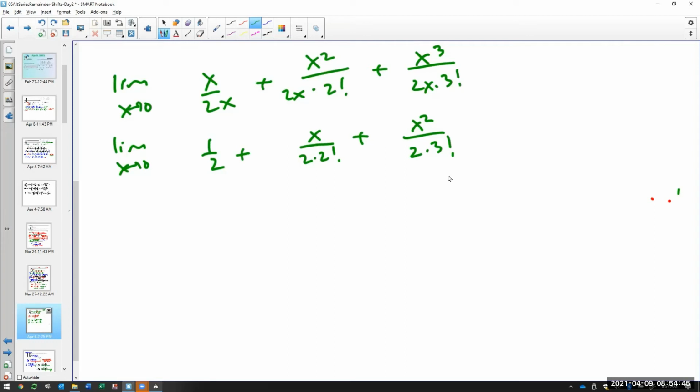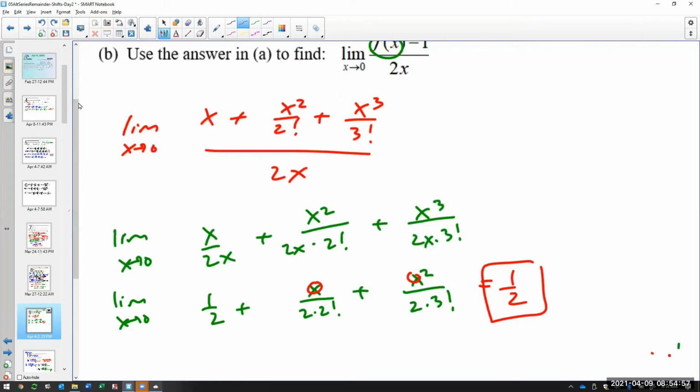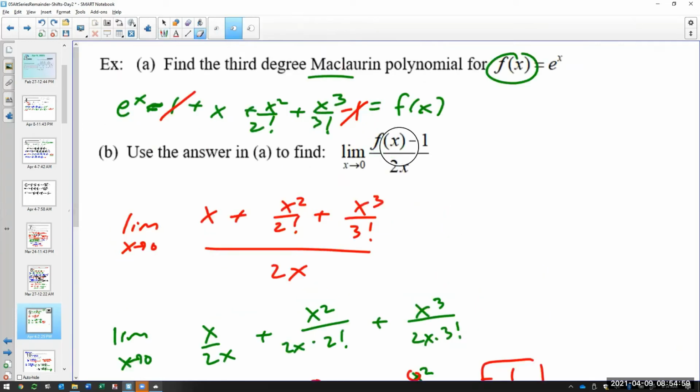So what is the answer? 1/2, okay? Because when you plug in x is 0, you're going to get 1/2. So make sure you know how to set this up. Really, you're just substituting right into this thing. Don't get intimidated by a limit, okay? Do exactly what they say, and things will work out nicely.